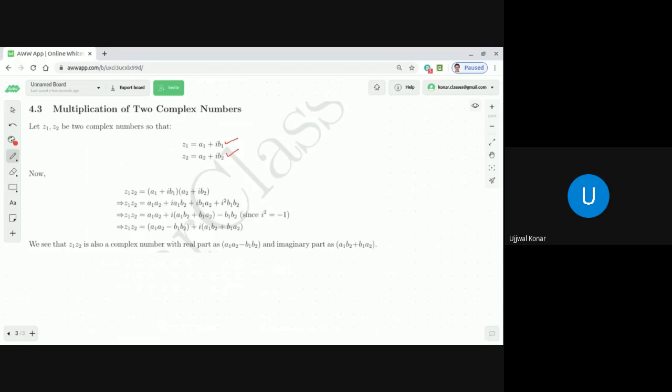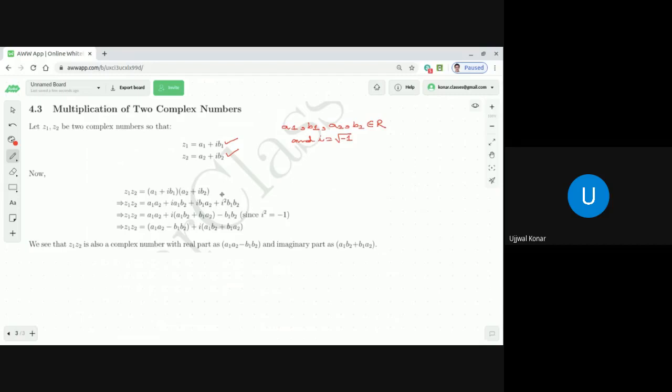As we started discussing complex numbers yesterday, here A1, B1, A2 and B2 all belong to the set of real numbers. And we know i is equal to the square root of minus 1. All these things we have learned yesterday. Now Z1 is equal to A1 plus iB1, Z2 equal to A2 plus iB2. Then how are we performing Z1 into Z2?